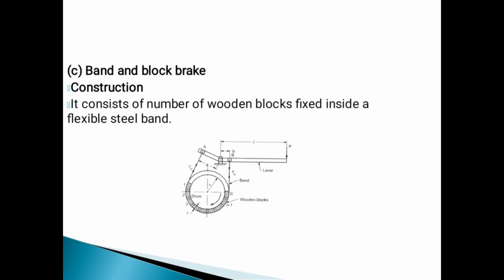Next is the band and block brake. It consists of a number of wooden blocks inside a fixed steel band. So this is a band and block brake.